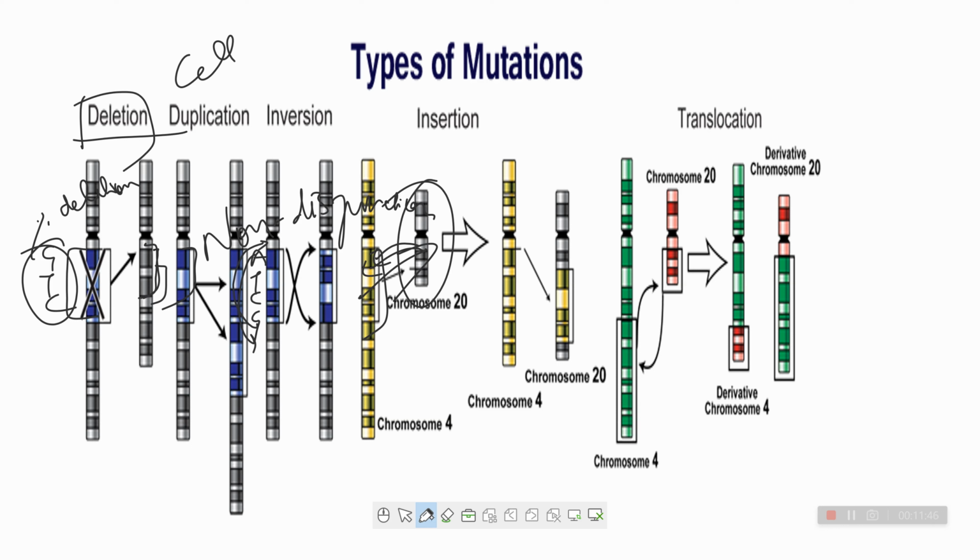Another is translocation. Translocation means there are two chromosomes, chromosome 4 and chromosome 20. Some part of chromosome 20 goes to chromosome 4 and some part of chromosome 4 goes into chromosome 20. This process is known as translocation. Clear?